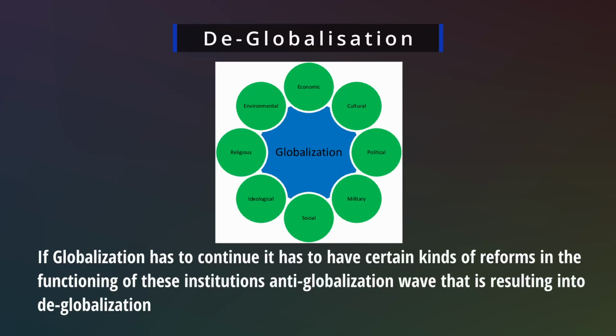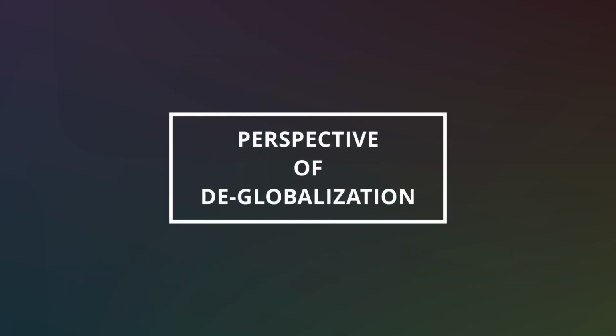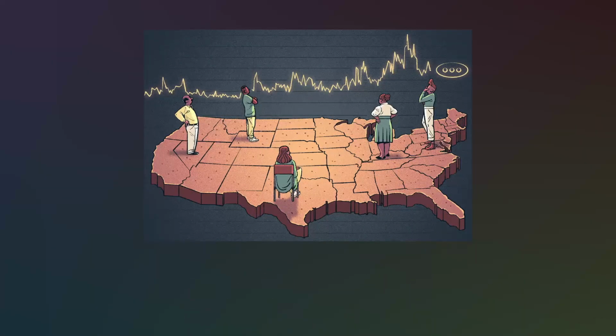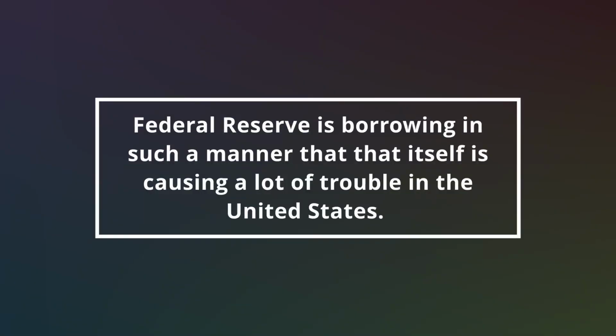And then there is also, as I said, the anti-globalization wave. So that is resulting in deglobalization. Now, in the past, we have seen a phase, 1945 until 2008, when the United States was getting all the benefits of globalization. But since 2008, we have been finding that because of some recession and some other trouble happening in the United States, because of their own hegemony and their own faulty financial policy, because the Fed Reserve is borrowing in such a manner, that itself is causing a lot of trouble in the United States.